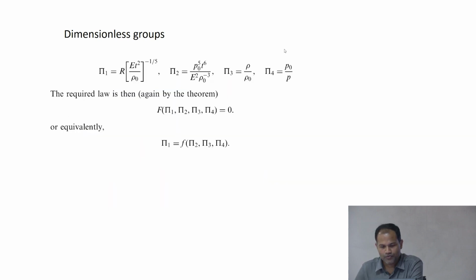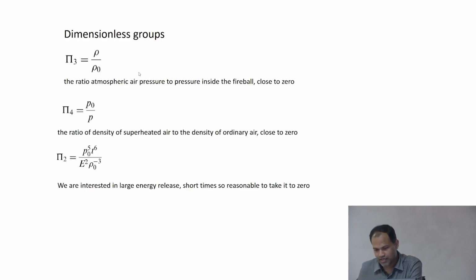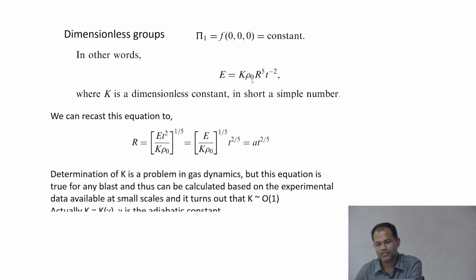So pi 1 was this expression which contained radius, E, t squared and so on. See, he wrote it in a nice form. Then E is some constant times rho 0 times r to the power of 5, t to the power of minus 2, where k would be some constant which we do not know what is going to come out. Or if you rewrite this equation as r as a function of t, which of course you can do, you will see that r is A times t to the power of 2 by 5. So he said that is how the radius of the fireball is going to grow. It will grow with time as a function of 2 by 5, at least at the very initial moment, wherever he could neglect the other non-dimensional numbers.